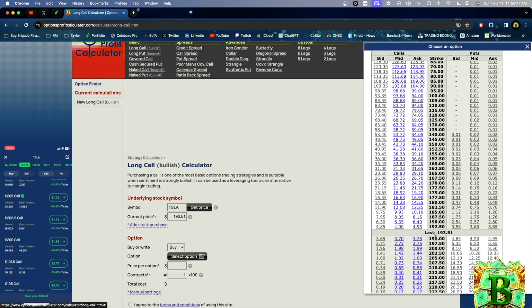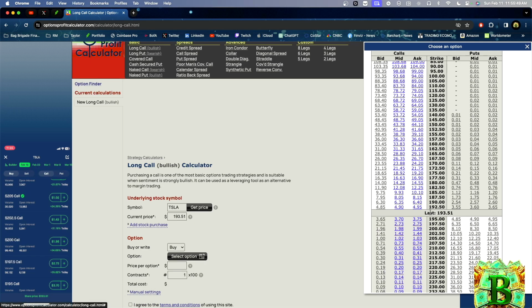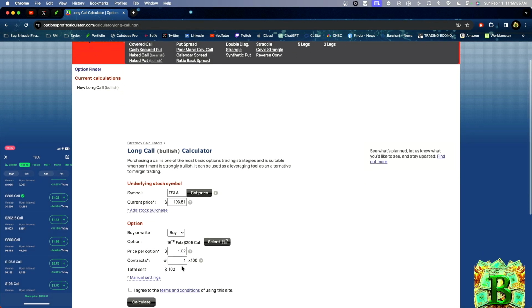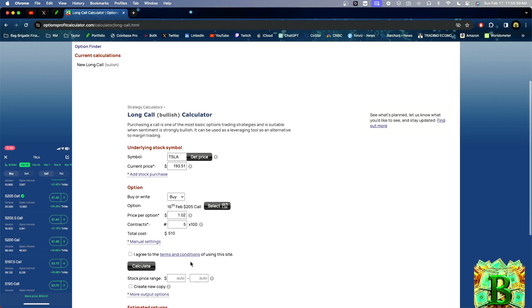These are your puts. And we were looking at the 205s, right? There you go. And like at the mid. So boom. Let's just say we grabbed 5 of those bad boys at that price. And now we're going to go ahead and calculate and see.